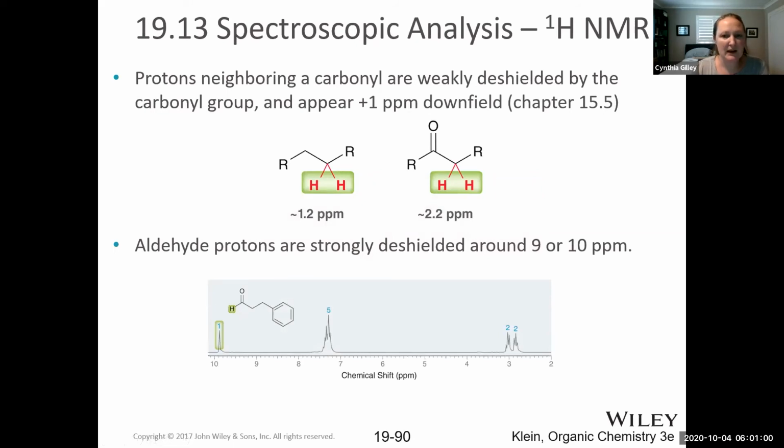Let's talk a little bit about NMR analysis, right? So aldehydes are very diagnostic in an NMR because the hydrogen attached to the carbonyl carbon is downfield, very downfield, typically between 9 and 10 ppm. So that's very, very telling that we have an aldehyde in the NMR. In addition to that, hydrogens that are alpha to a carbonyl are shifted by about 1 ppm, right, from where they normally would be if that carbonyl was not there. So they typically appear around 2 to 2.5 ppm.